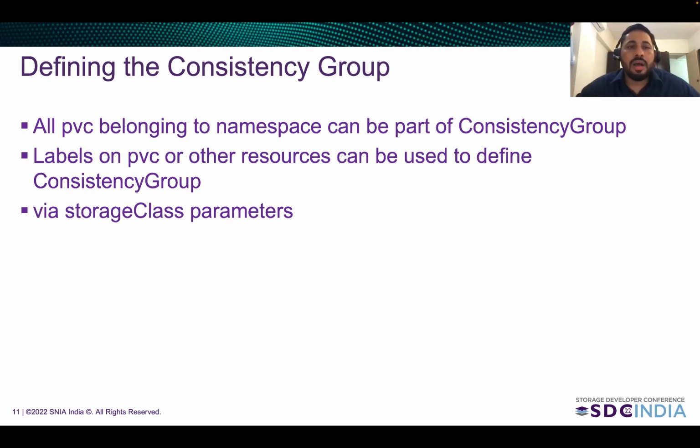Another way is a label or annotation on PVCs or other resources. Those can be used to define a consistency group. The CSI driver or storage vendor backend needs to take care of the management of these labels and annotations. Another way is defining a consistency group via a storage class parameter. Since a storage class can have a custom parameter, you can specify the consistency group name in there. But this is not optimal because it requires creating as many storage classes as there are consistency groups. So it is not optimal, but it is one of the ways.